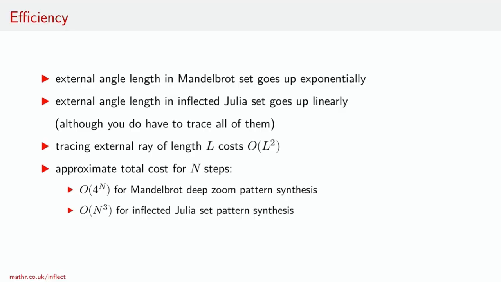For the Mandelbrot set, it works out as 4 to the power n, where n is the number of steps, whereas for inflected Julia sets, it's n cubed. And that's a big difference, because if you've got 10 steps, then 4 to the 10 is about a million. 10 cubed is only 1,000. So 4 to the 20 is about a million, whereas 20 cubed is about 8,000.